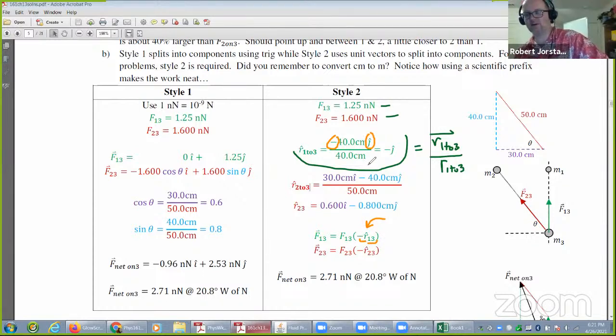So this happens all the time, and it's very frustrating for students at first. You're like, this doesn't look right. Shouldn't it be positive j hat? You got negative j hat. But negative of negative j hat is positive j hat. This works.